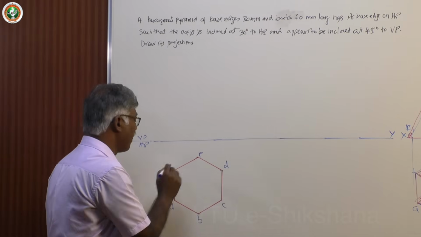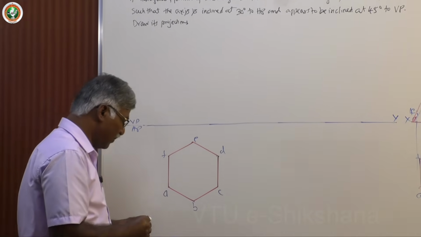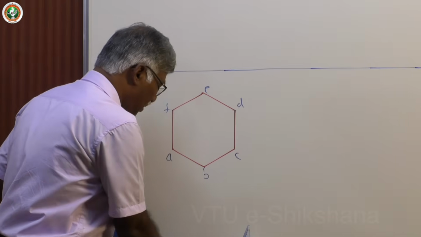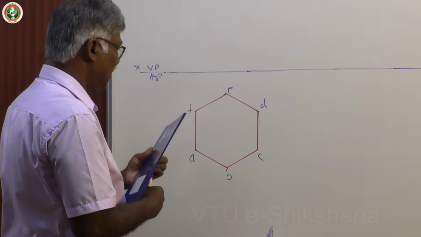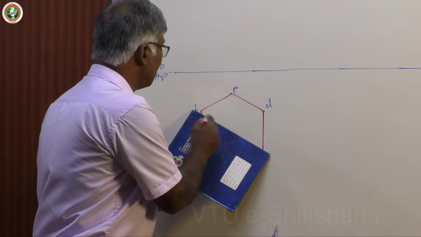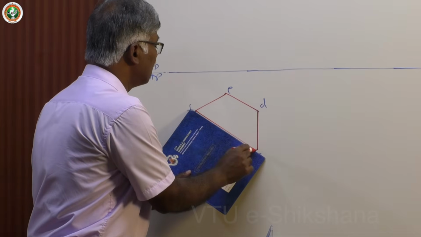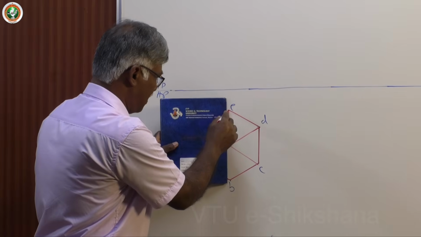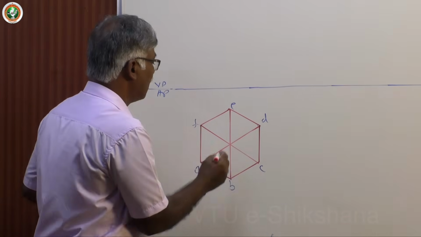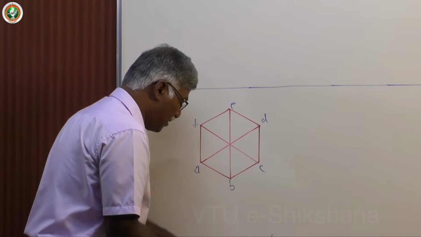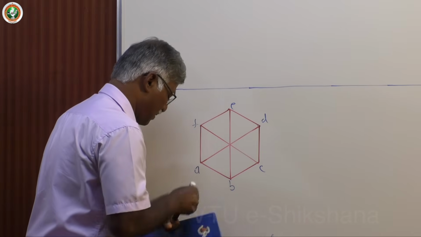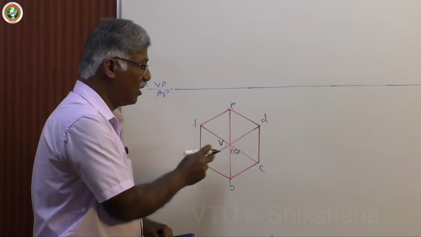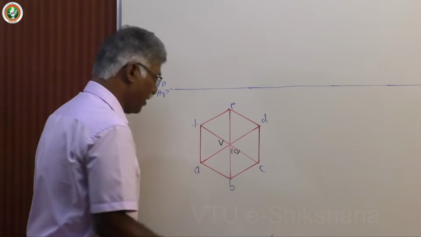E, F. Now as I told you earlier, you must draw dark lines for the slant edges, that is starting from the apex. Now if you draw the diagonal, that helps you a lot to understand the slant edges. Yes. Now you can say this is VO, that is apex, and this is base center.